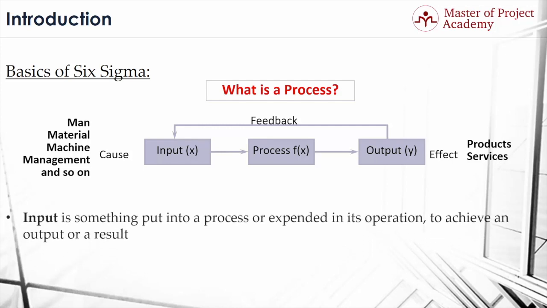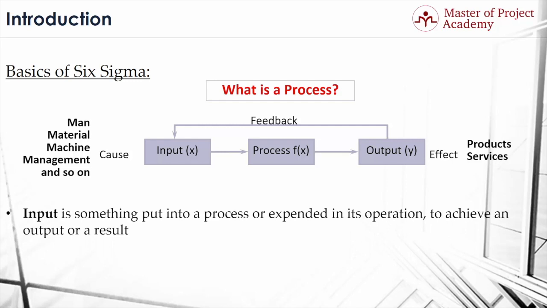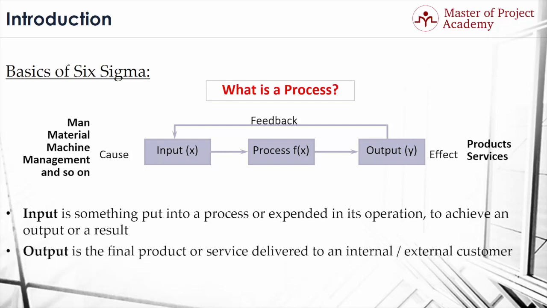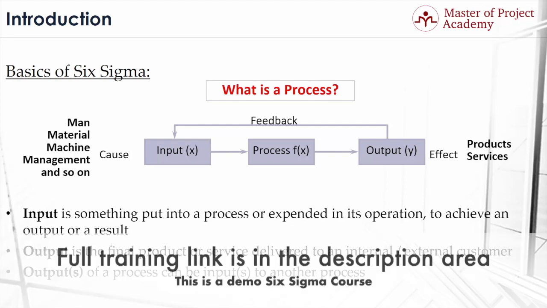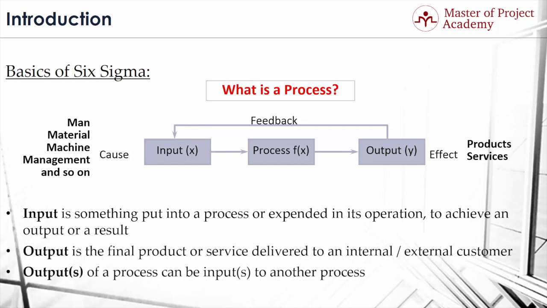Input is something put into a process or expended in its operation to achieve an output or a result. Output is the final product or service delivered to an internal or external customer. And outputs of a process can be inputs to another process. During this lecture, I described the basics of Six Sigma and what a process is. During the next lecture, I will be describing the definition of Sigma.